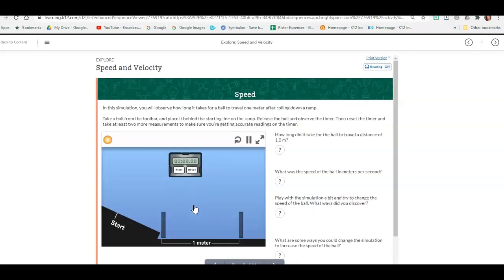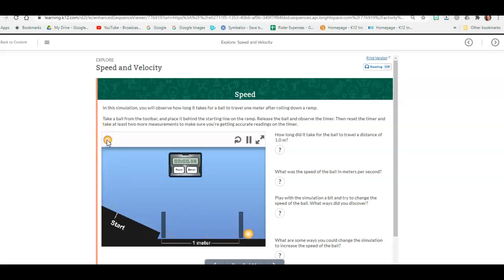All right, so as we look at this simulation, you'll observe how long it takes for a ball to travel 1 meter after rolling down the ramp. Take a ball from the toolbar and place it behind the starting line on the ramp and release the ball and observe the timer. Then you can reset the timer and take at least 2 more measurements to make sure you're getting accurate readings on the timer. So this is an activity you can do.